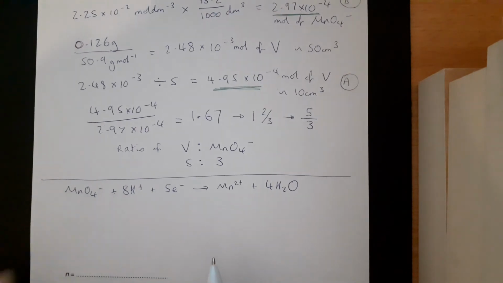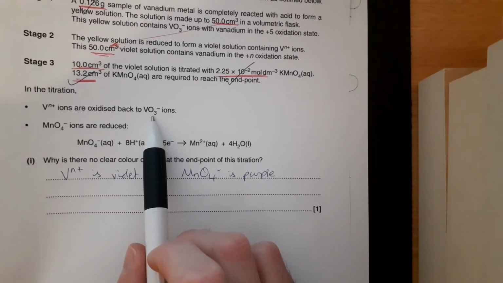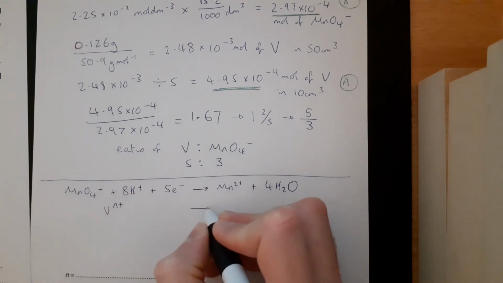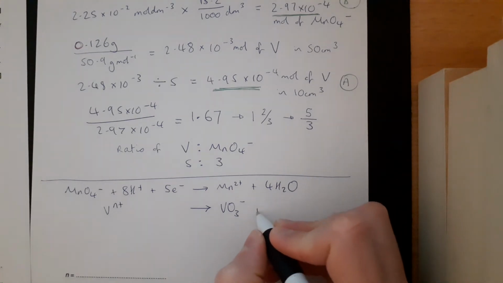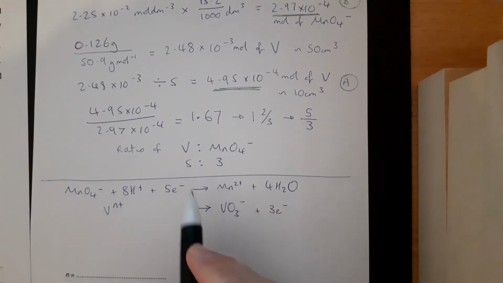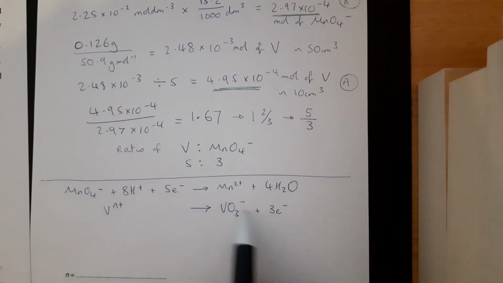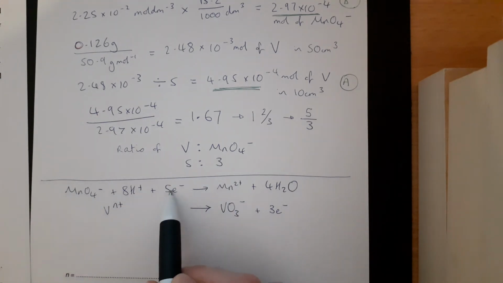Okay. So let's just see what was going on. It said in our other half equation, Vn plus is oxidized back to VO3 minus. So we must have Vn plus here, and it's going to make VO3 minus, and it must be plus 3 electrons. Because this is where we're going to get our 5-to-3 ratio from. To make these electrons balance, we're going to times this one by 5, so we'd have 5 vanadiums, and we're going to times this one by 3 to get 3 manganates, and then we'd get 15 electrons. Okay.